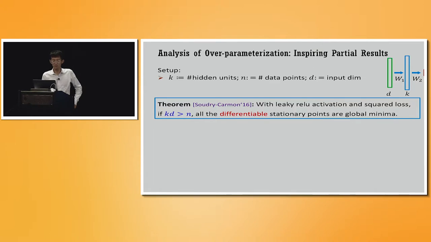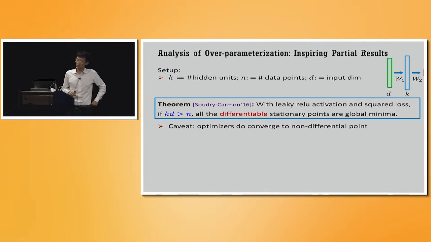So at least you won't converge to a bad differentiable stationary point, because there are none. There's a small caveat, actually a relatively big caveat, which is that optimizers do empirically converge to non-differentiable stationary points. So this doesn't completely address the problem.